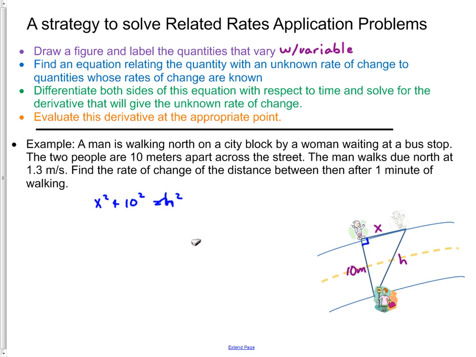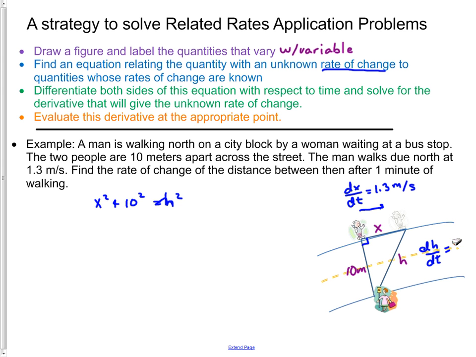So now the next question might be, well, what are we looking for? We need something about the rates of change for the quantities whose rates of change are known. So what do we know? Well, this man is walking along at 1.3 meters per second. That is our rate, that is what we're going to call dx/dt. So dx/dt we're saying is 1.3 meters per second in this particular case. Now, the other one that's changing, of course, is h. And we are interested in finding the rate of change of the distance between them. So we want to find dh/dt.